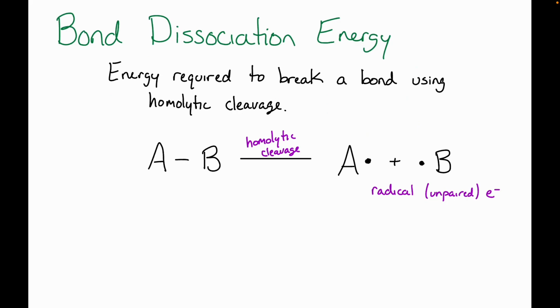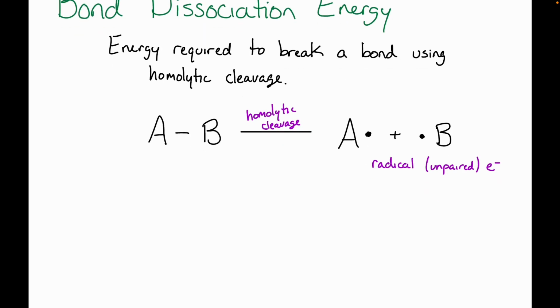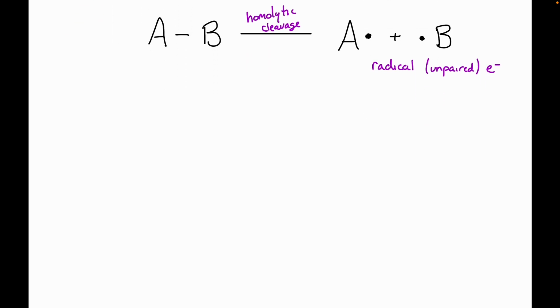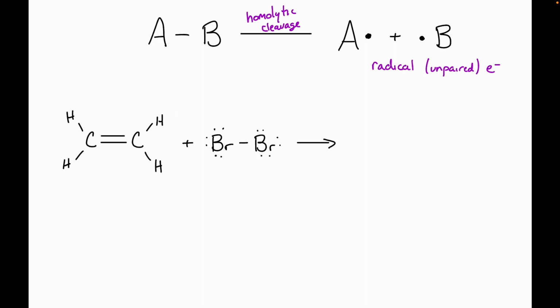All right, let's do one example here. First, we're going to write it all out. This will be one that we've talked about before. What if we take ethene, just a nice small alkene, and combine it with diatomic bromine, Br2? Everybody take a second and give me the product of this reaction here.